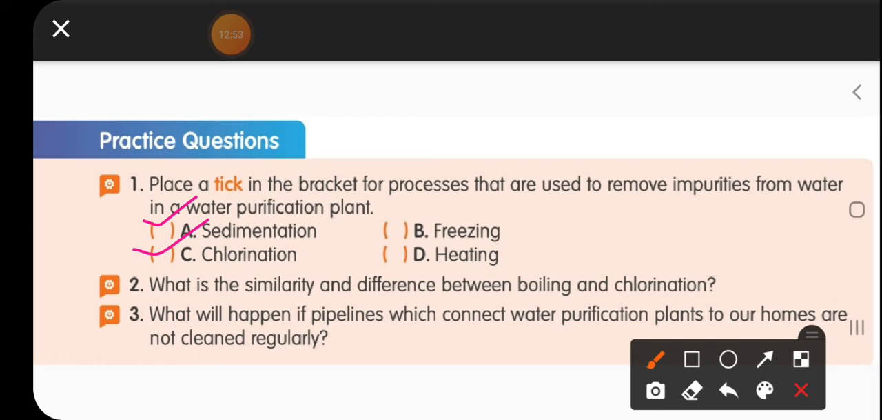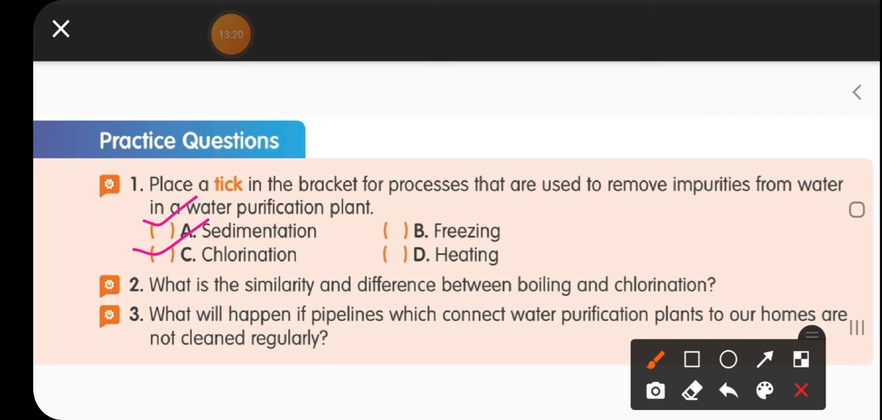Okay, what is the similarity and difference between boiling and chlorination? The similarity between boiling and chlorination is that both kill the germs present in the water, and the difference between these two is that chlorine is a disinfectant, and boiling is heating the water. Heating the water and adding a disinfectant like chlorine can both kill the germs present in water.